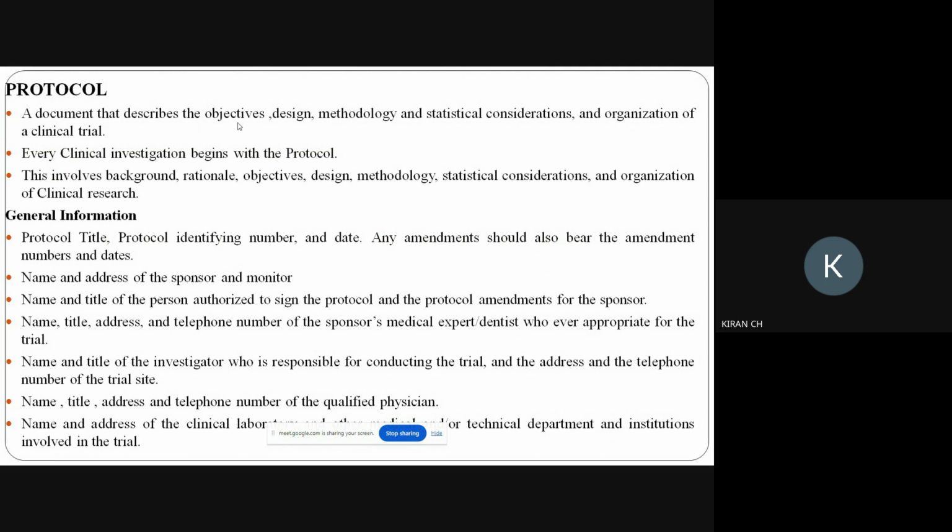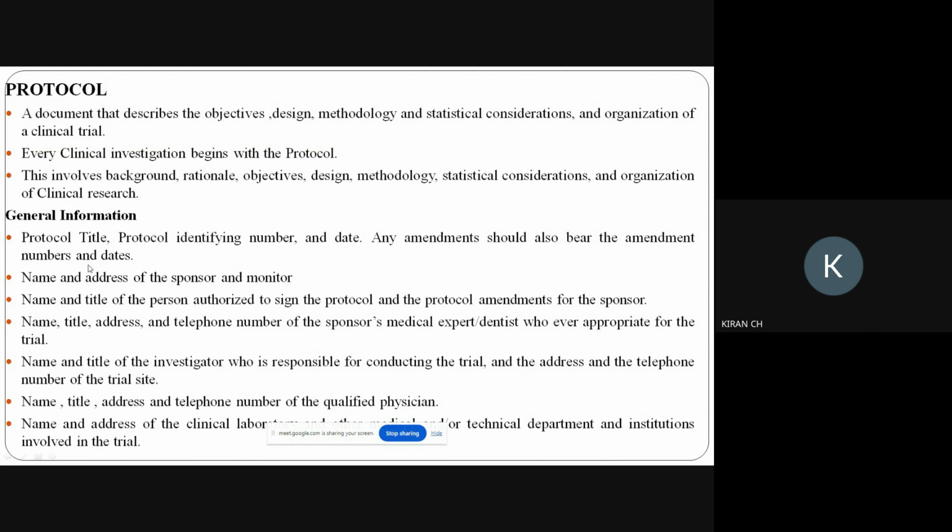And again, after getting the results, we'll have a clinical study report. We'll call it CSR. In that, we'll mention the results. Okay, so what is the general information that will be present in the protocol?